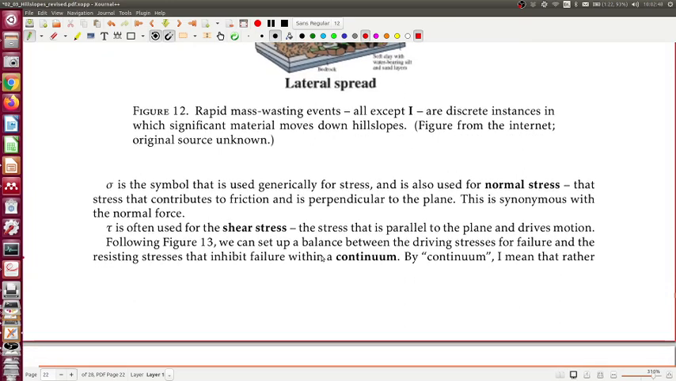Typically when we're looking at these stresses, we use sigma as a term for the normal stress, which contributes to friction and is perpendicular to the plane of failure. And we use tau for the shear stress, which is parallel to the plane of failure and drives motion.